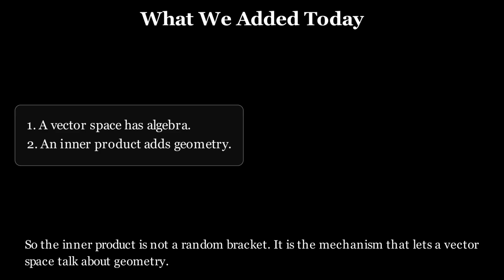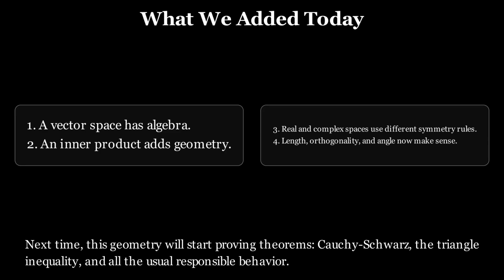So the inner product is not a random bracket. It is the mechanism that lets a vector space talk about geometry. Next time, this geometry will start proving theorems. Cauchy-Schwarz, the triangle inequality, and all the usual responsible behavior.